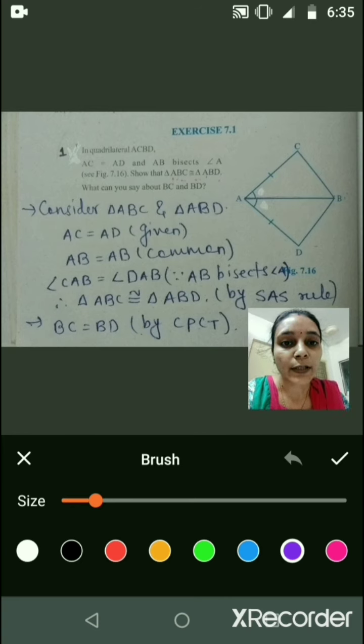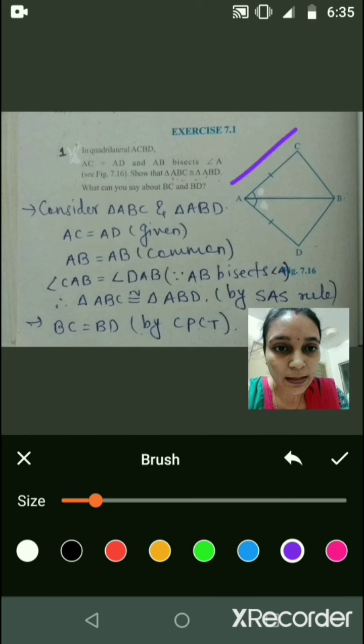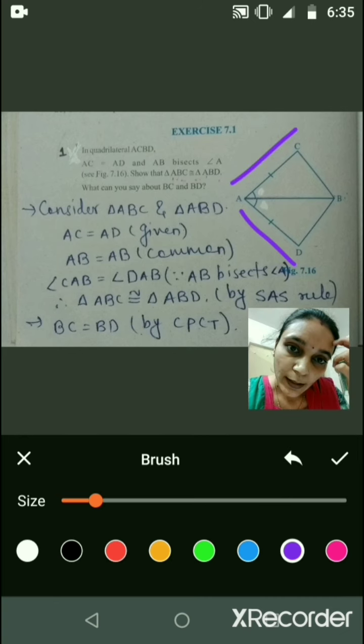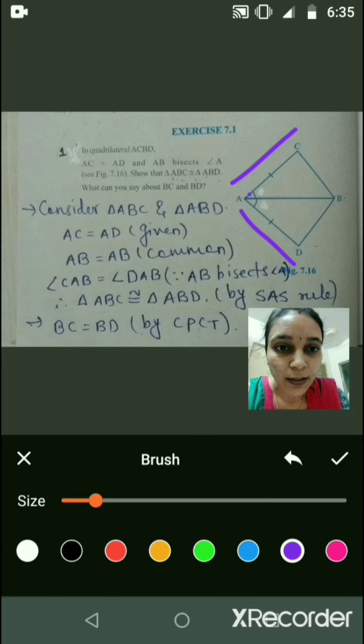Now let us do exercise 7.1 and apply those rules here. Question 1: in quadrilateral ABCD, AC is equal to AD and AB bisects angle A. हमें फिगर में क्या दिया है? AC is equal to AD we have given, and AB bisects, ये जो AB है वो किसको बाइसेक्ट कर रहा है? एंगल A को. This is angle A.